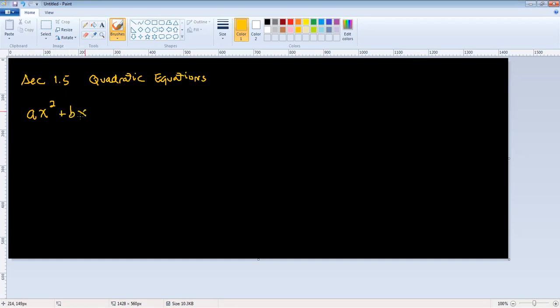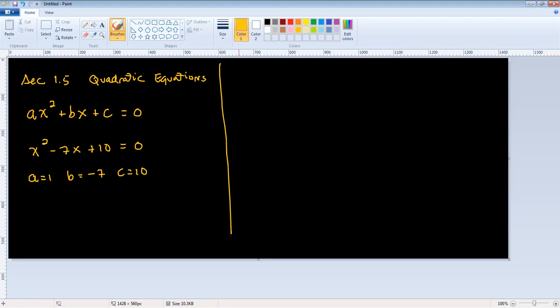Well, it looks something like this, doesn't it? So you have an A, B, and C, and you may not even have an A, B, and C. This is just the full version of the quadratic equation. But the whole thing is that you have some type of x squared term. The x squared term means it's quadratic. So typically you have numbers here, something like x squared minus 7x plus 10, and that's equal to 0. And you can always identify your A and your B and your C, just like this. Wonderful.